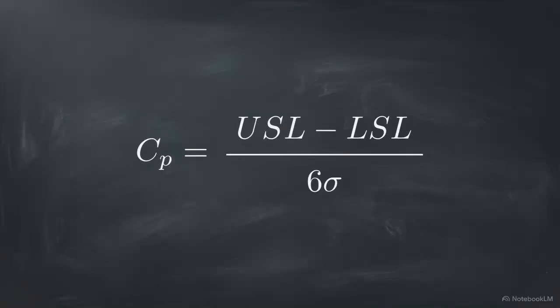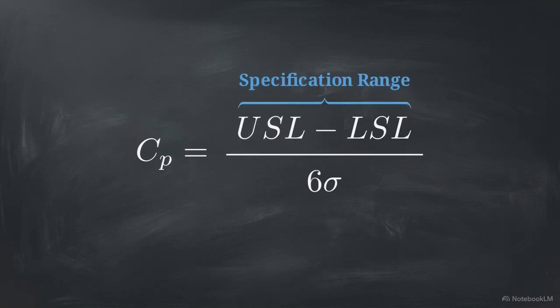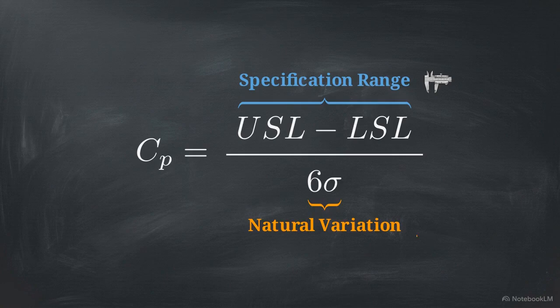We quantify this potential using the Process Capability Index, or CP. The formula divides the entire specification range, the upper limit minus the lower limit, by the natural variation of the process, which is 6 standard deviations.